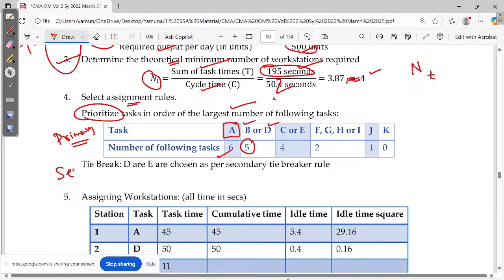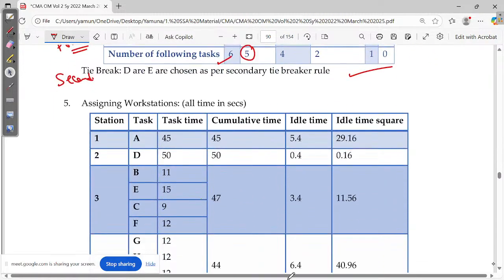Then I have to go for the secondary tiebreaker. When you go for the secondary tiebreaker rule, for B it is 11 seconds, and for D it is 15. So in the ordering, D will come first. The longest will always be first in the order for priority. Okay. So this is how we do it.